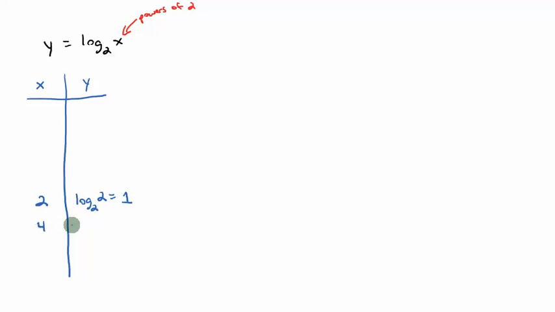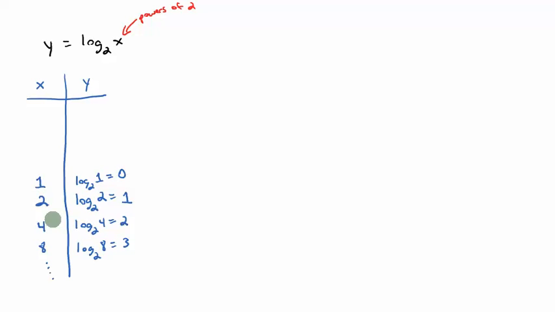If I put in 4 for x, I'll have log base 2 of 4, and I know that 2 to the second power is 4. If I put in 8, I've got log base 2 of 8, which is 3, because 2 to the third power is 8. Okay, and this of course can keep going on and on and on. Let's go the other direction though. Let's put in 1. What's log base 2 of 1? Well, 2 to the 0 power is 1.